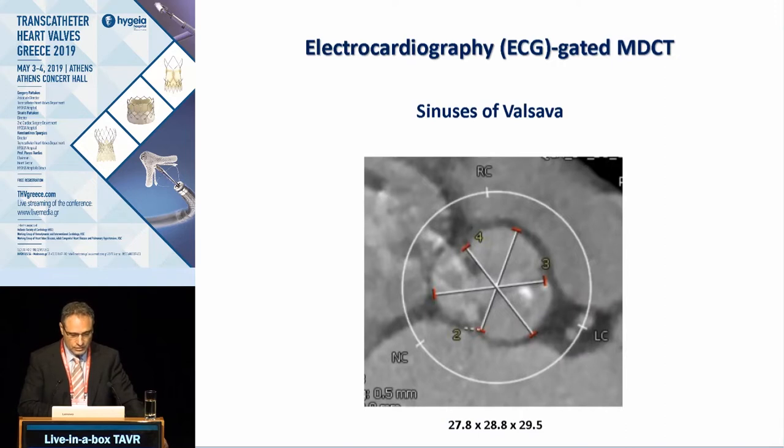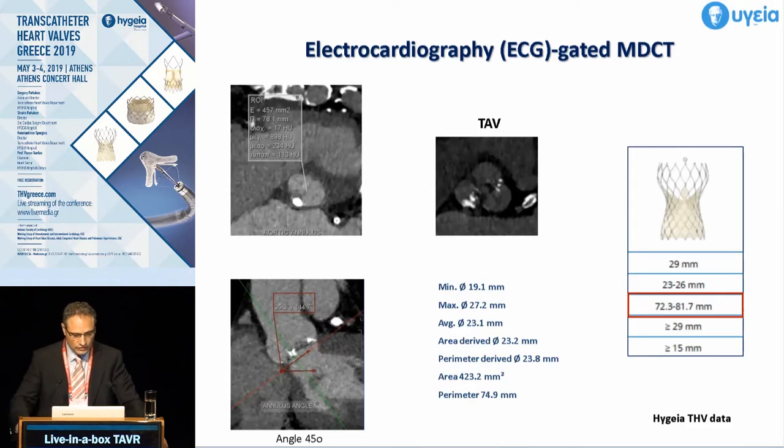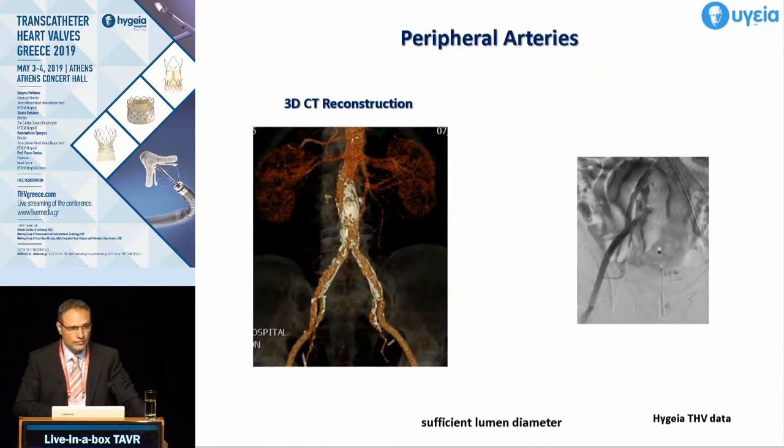We measure the sinuses. This is an important step during the assessment procedure because here is the place where the native valve leaflets are going to land after the implantation of the new valve. And according to the numbers, we decided to proceed with an Evolut R valve, 29 millimeters in dimension, according to the perimeter of the native aortic valve, which was 55 millimeters. The peripherals were with no relevant issues. They have a sufficient lumen diameter, no relevant angulations, and no circular severe calcification.